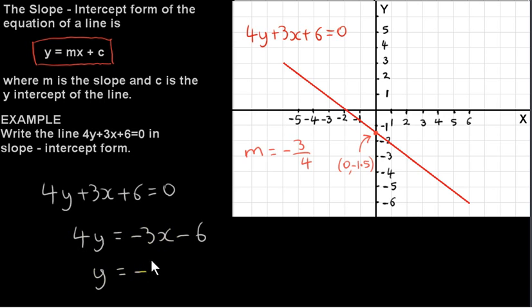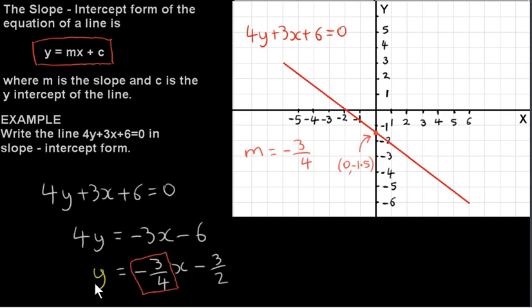Minus 3 divided by plus 4 is minus 3/4. So we get minus 3x over 4, or minus 3/4 x. Then we have minus 6 divided by plus 4. That can be simplified to minus 1.5. Or if you like, minus 3/2. So now we have it in slope-intercept form.